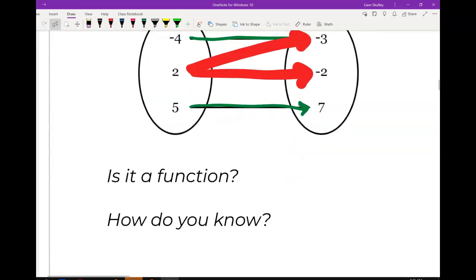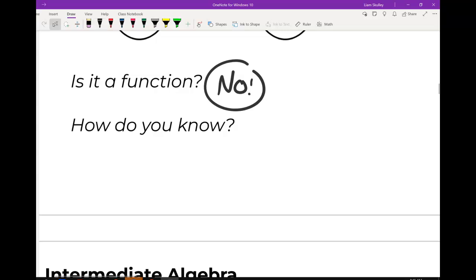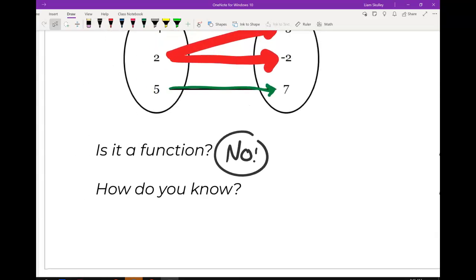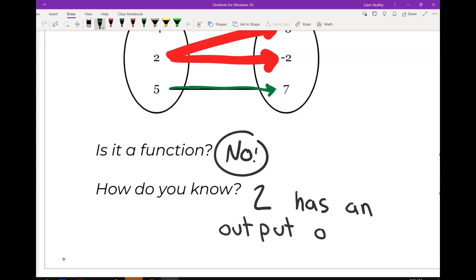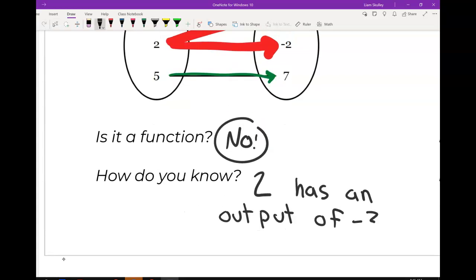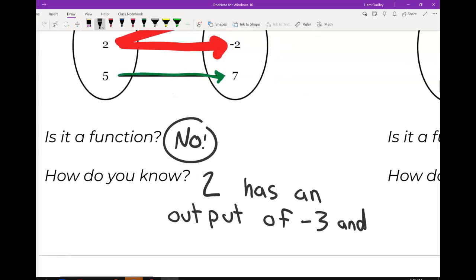So how we're going to write this, we're going to say no, it's not a function. And how we're always going to list these is we find the number that's messing it up. So it's 2. We're going to say 2 has an output of -3 and -2. That's basically like you telling me, well, Mr. Scully, this breaks the definition of a function because the number 2 is mapped to 2 different values. Our vending machine is broken.